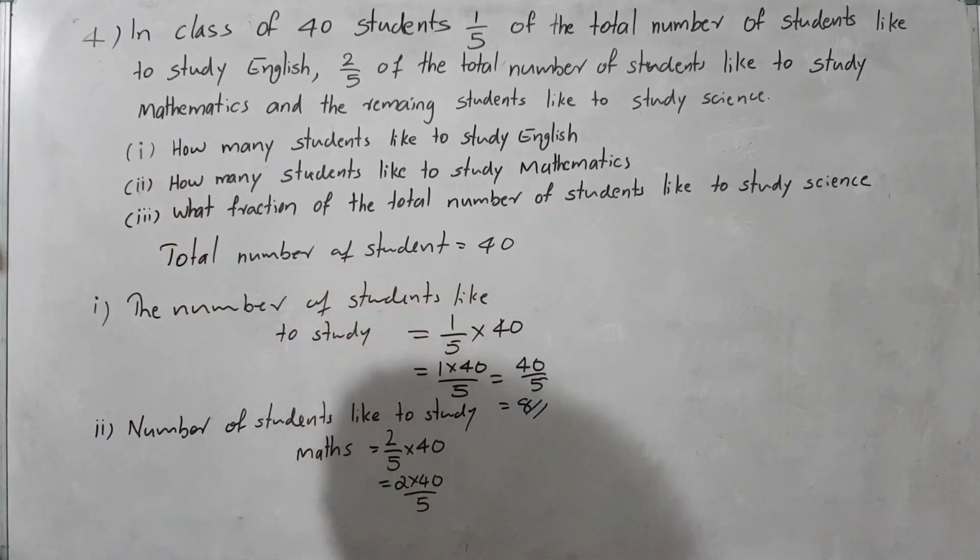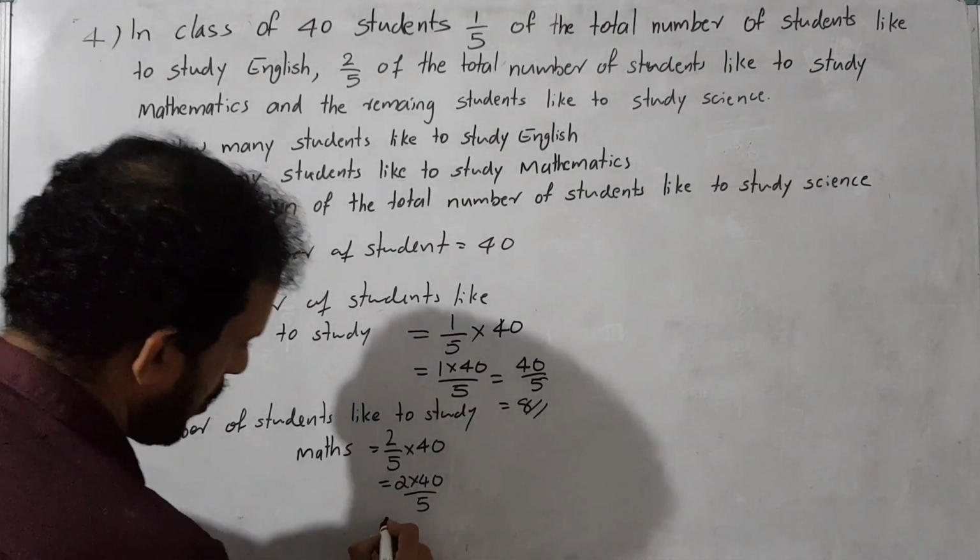2 into 40/5. Okay. Then how many students like mathematics? 2/5 of the total number of students. 2/5 of the total number of students means 2/5 into 40. That is 2 into 40/5. What is 2 into 40? That one is 80.